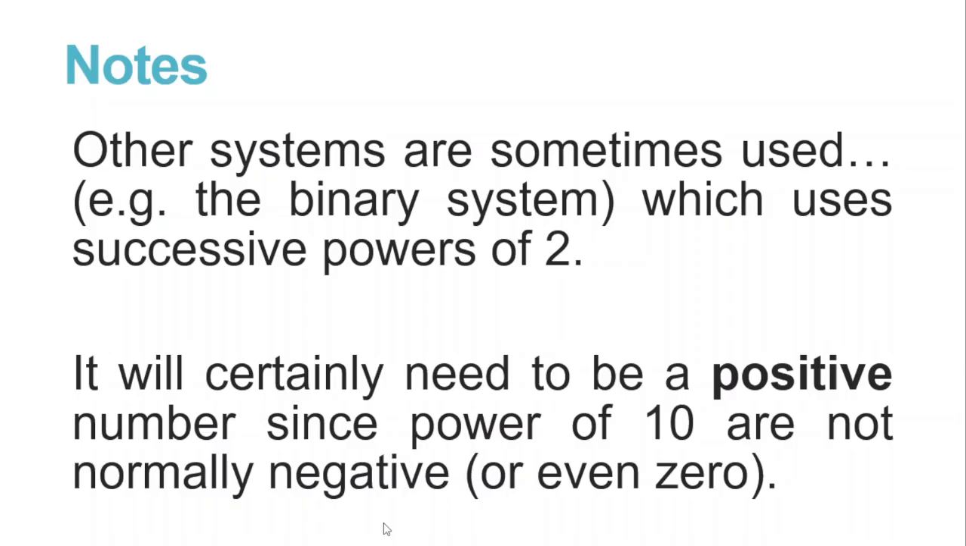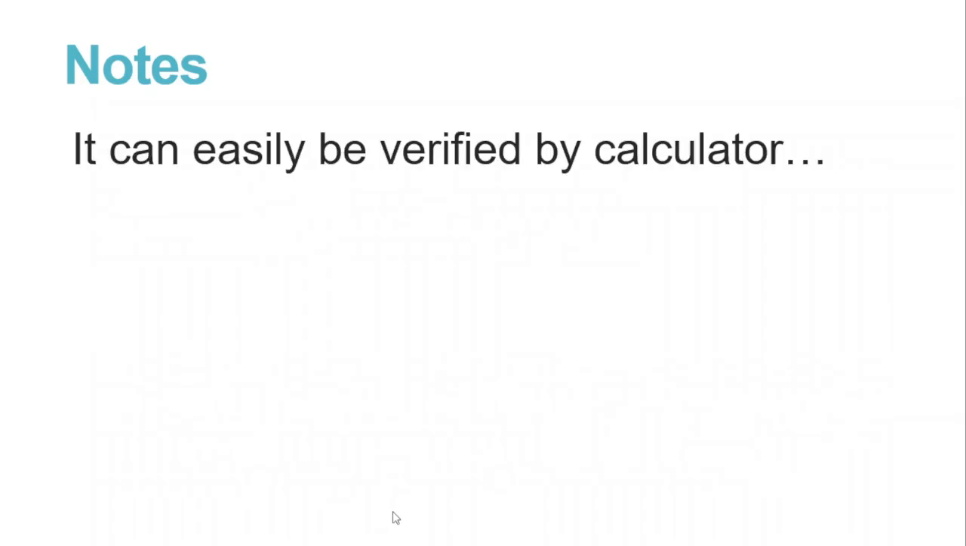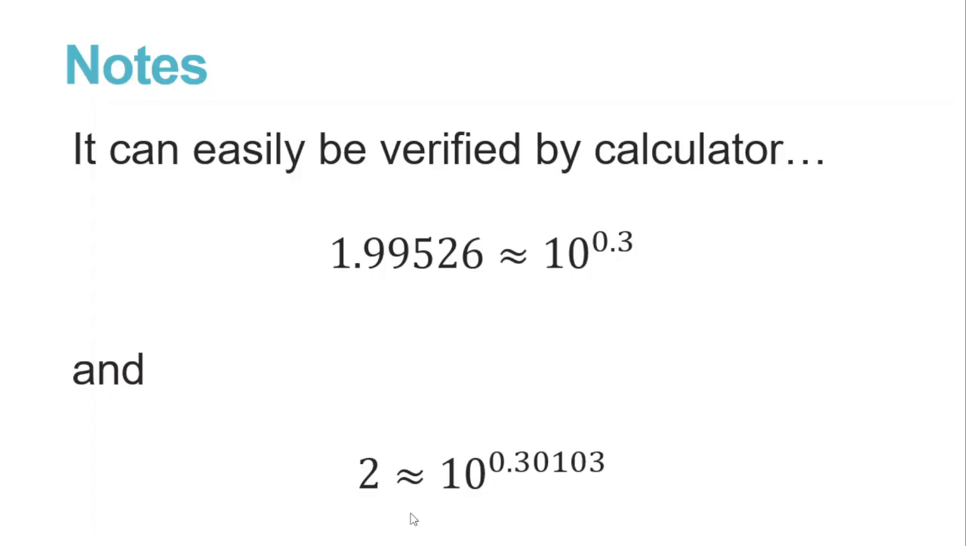So next, let's take more notes. Now we can verify what we mean with a calculator. If we try to get 10 raised to the power of 0.3, that's approximately equal to 1.99526, and 2 is approximately equal to 10 raised to the power of 0.30103.